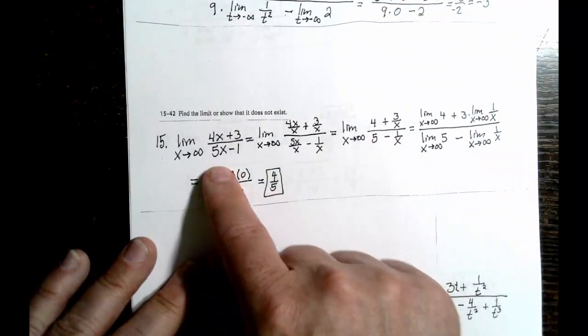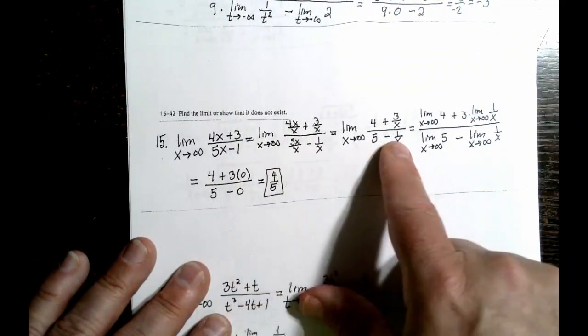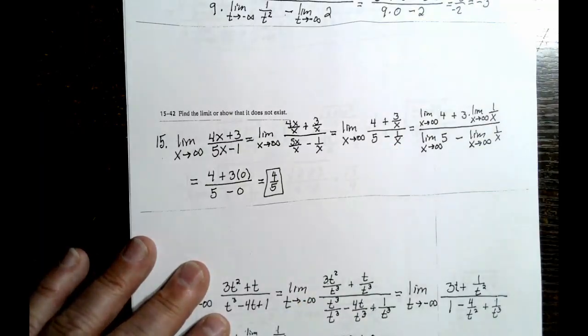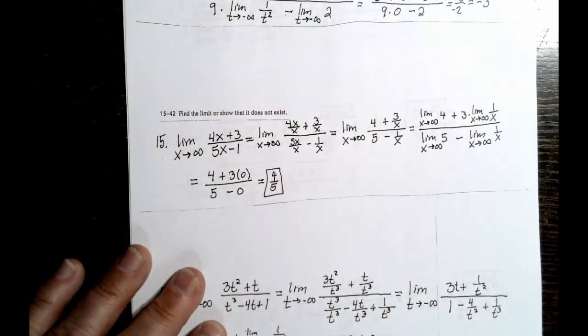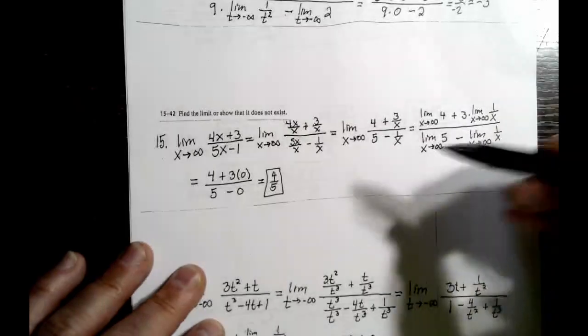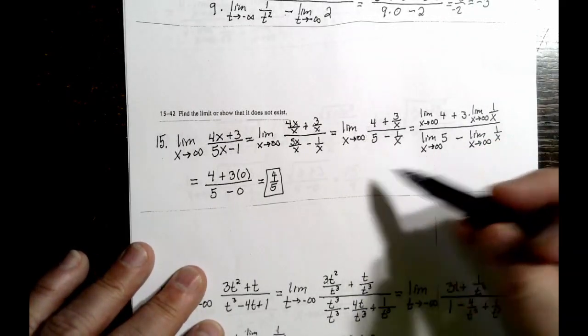Here you divide by x everywhere, and you get to here. And both of these go to 0, and you're left with 4 over 5.